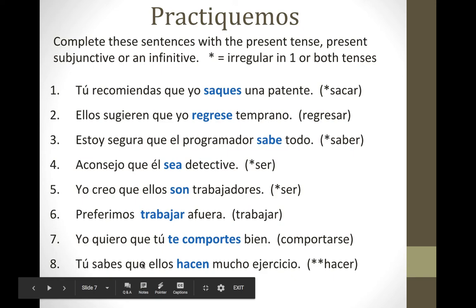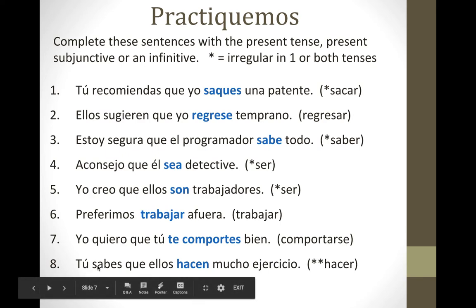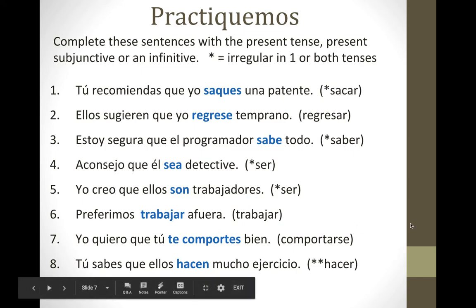Lastly, number 8, you know that they exercise a lot. They do a lot of exercise. You know this. So that is a verb of certainty. There is no element of doubt there. So you cannot use subjunctive here. You need present tense, hacen. So you have, tú sabes que ellos hacen mucho ejercicio.